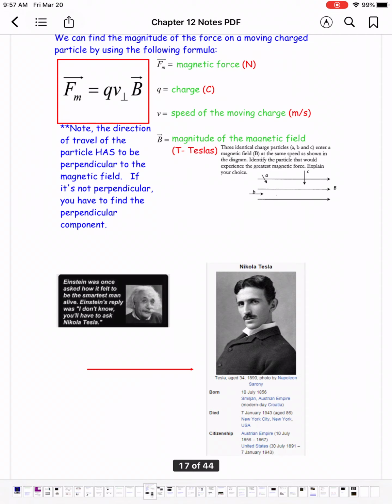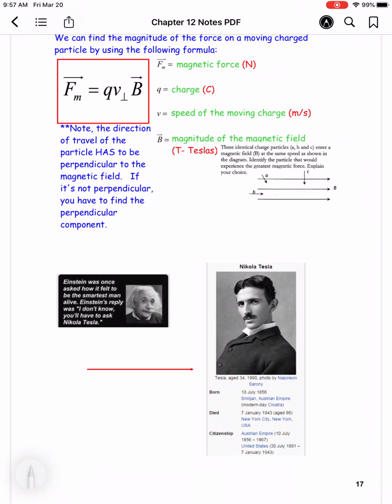So the first thing we're going to talk about is how we find the magnitude of the force on a moving charged particle. Has to be a charged particle, and it has to be moving. That's critical because you'll notice in this equation that there is a V, velocity. If it's not moving, then this whole equation gets canceled out and equals 0.